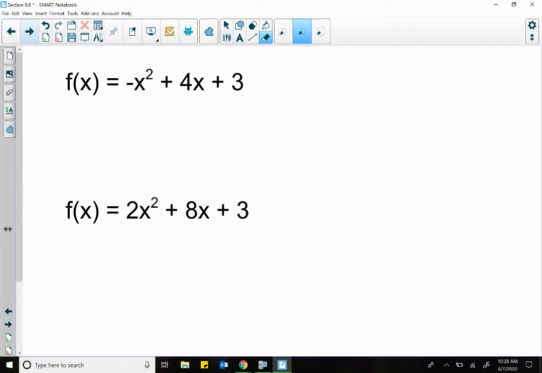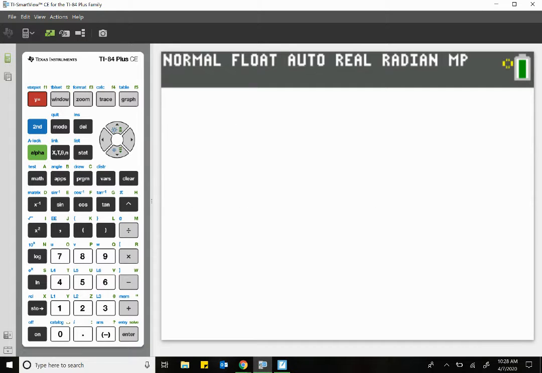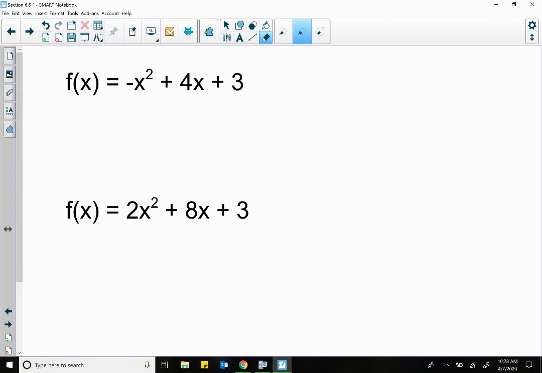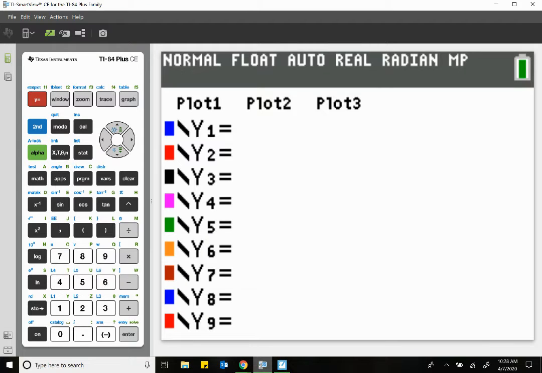All right, so I've got two problems right here. I'm going to work the first one with you, and then we'll talk about the second one. Okay? So the first one, we're going to go into our y equals, and we're going to put that equation in. Negative x squared plus 4x plus 3.